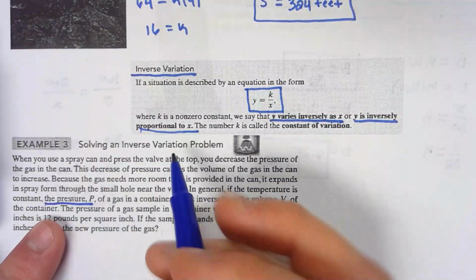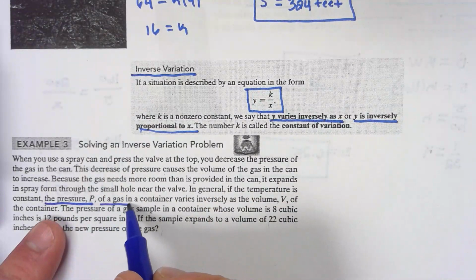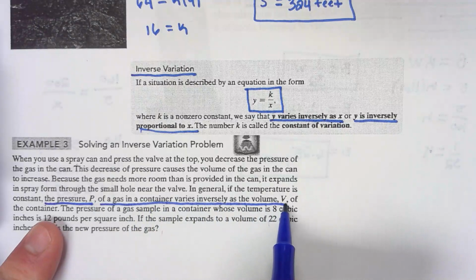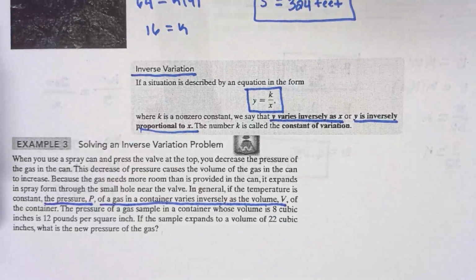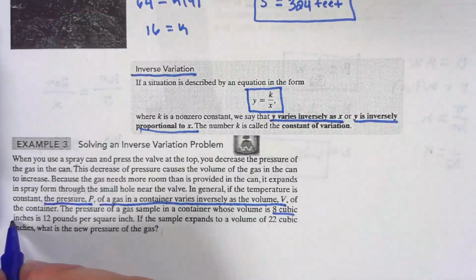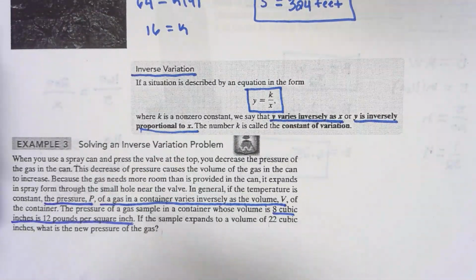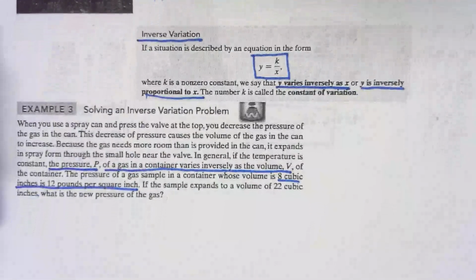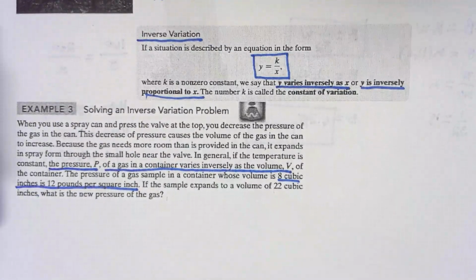The pressure P of a gas in a container varies inversely as the volume V of the container. Then we're given that the pressure of a gas sample in a container whose volume is 8 cubic inches is 12 pounds per square inch. Let's use that information to build the equation, and then we'll revisit and figure out what we're solving for.